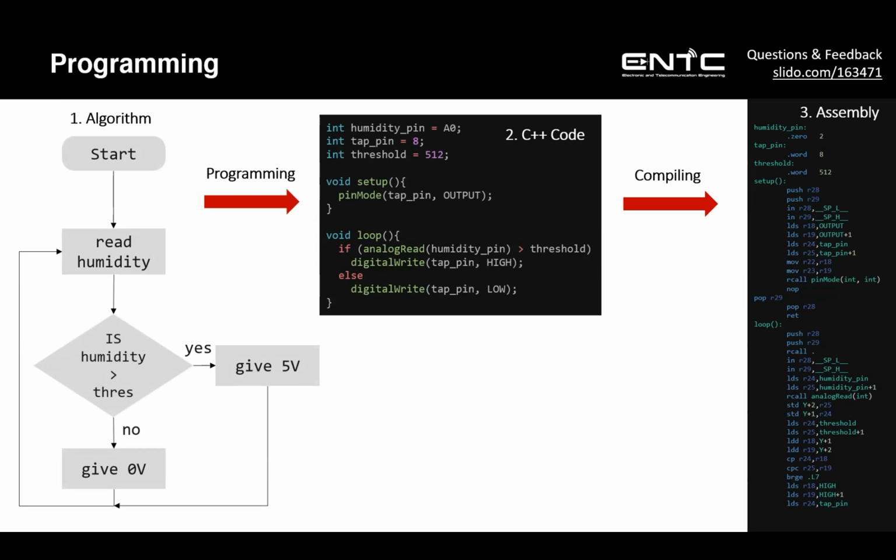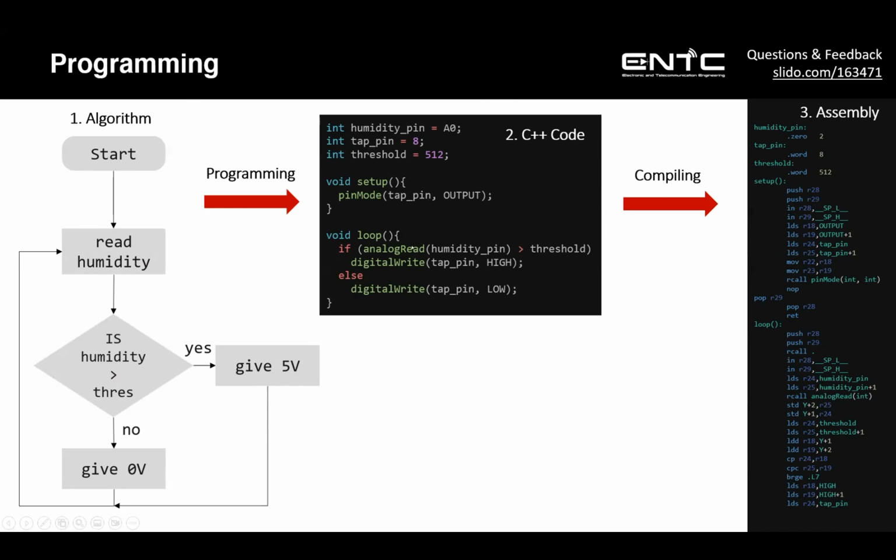Here the simplest logic is a garden watering system. You are checking the humidity, and checking if the humidity is less than some threshold, and if it is, then you output 5 volts. If not, you output 0 volts. So this is the idea. You are just checking the humidity, and based on that, you are changing the output voltage. And for that, you can write a simple C++ code like this.